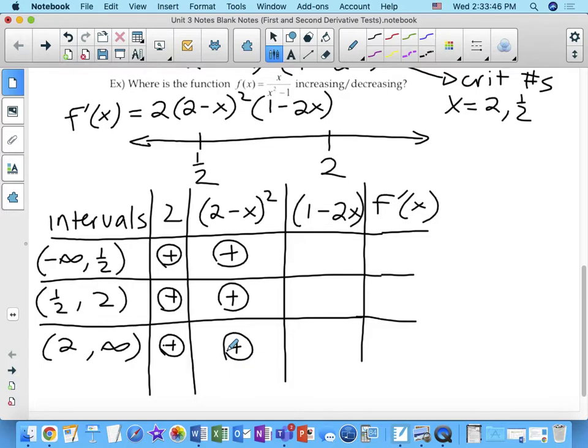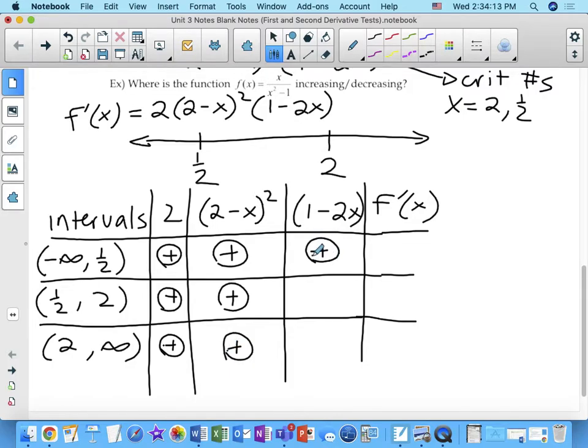Okay? This is the one that might change. So let's take a look at that. If we're in this interval, let's say, what number's in this interval? 0. That's a nice easy number to put in here. This would be 1 minus 2 times 0, which is positive. Does that make sense? So this is positive.